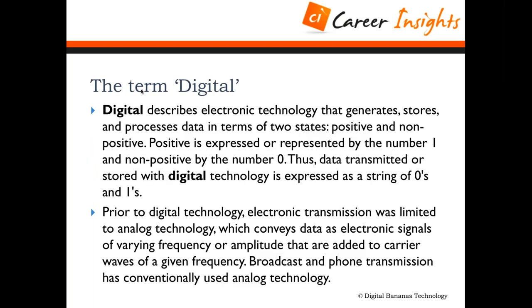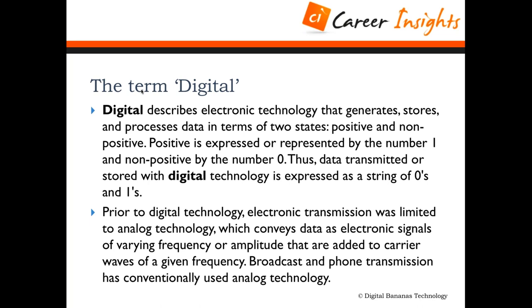Now, the term digital describes electronic technology that generates, stores, and processes data in terms of two states, positive and non-positive, so ones and zeros. Positive is represented by the number one, and non-positive is the number zero. Thus, data transmitted or stored with digital technology is expressed as strings of zeros and ones.